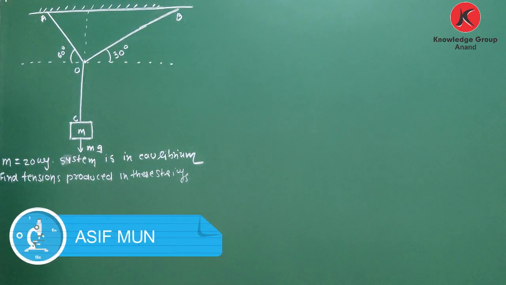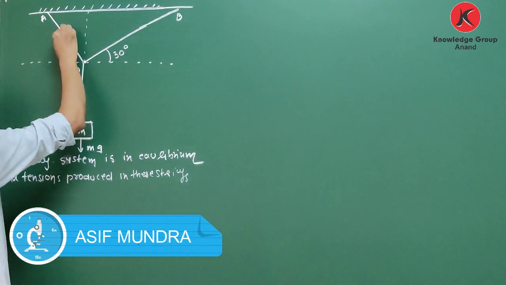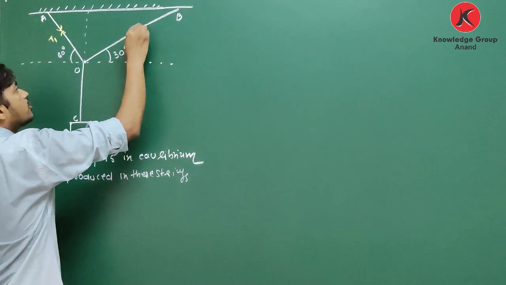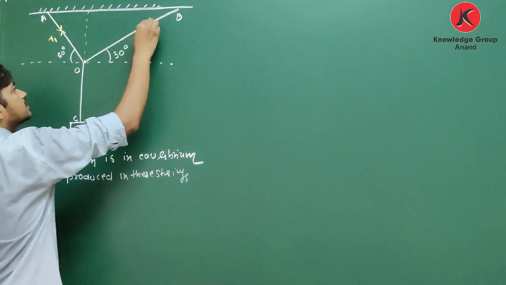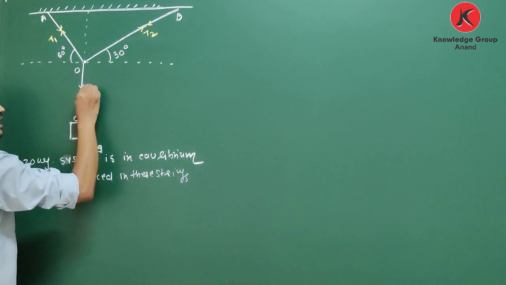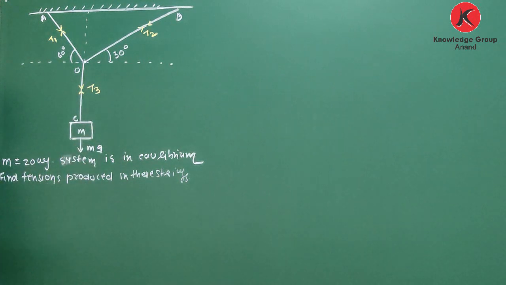So I am assuming, let the tension produced in the first string be T1. Tension produced in this string is T2. And tension produced in this string, let it be T3. Clear about this? Okay. Now we have to find the values of T1, T2 and T3.